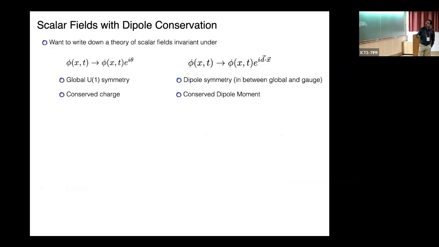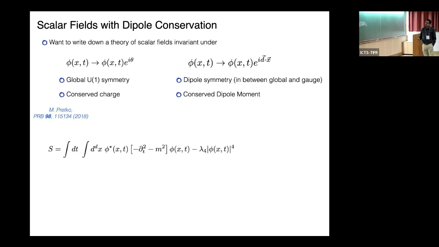Okay. So what is the model that I want to look at? This is the standard phase symmetry, U(1) symmetry, which leads to conserved charge. And I should have a model where the field phi transforms to phi e to the power i d dot x, okay? So it's a phase which is linear in x, then the action should be invariant, and this is called the dipole symmetry. It's kind of in between global and gauge because it has some x dependence, but it's not arbitrary x dependence. And this would lead to conserved dipole moment.